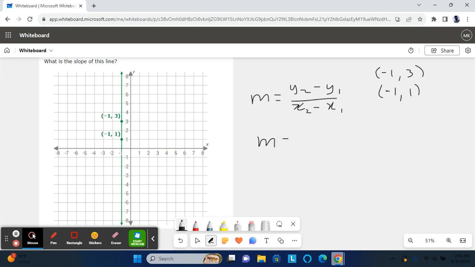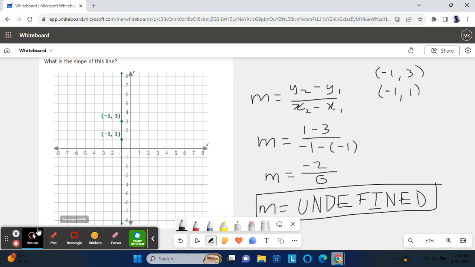So m would be equal to... let's say that (-1, 3) is x1 and y1, and (-1, 1) is x2 and y2. So we just replace the values. That would be 1 minus 3 over -1 minus -1, and that would basically be -2 over 0, which would be undefined. So the slope of this line is undefined.